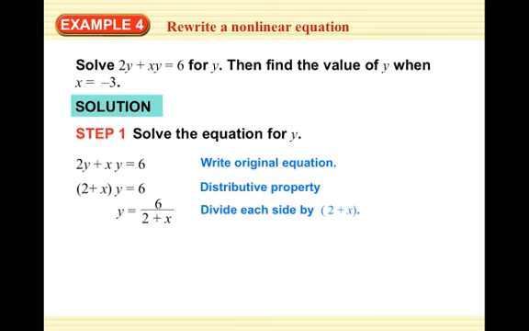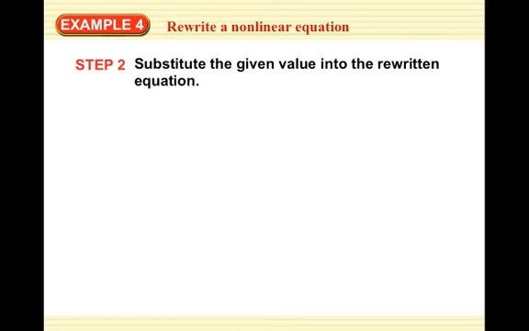So on the left, when we did 2 plus x times y, and we divided by 2 plus x, the 2 plus x's canceled. On the right-hand side, we have 6 over 2 plus x, and that's all we can do. That's as simplified as we can go, and so that is our step 1 solution. We have solved for y. Because it has that plus x on the bottom, we can't really do anything more with it.